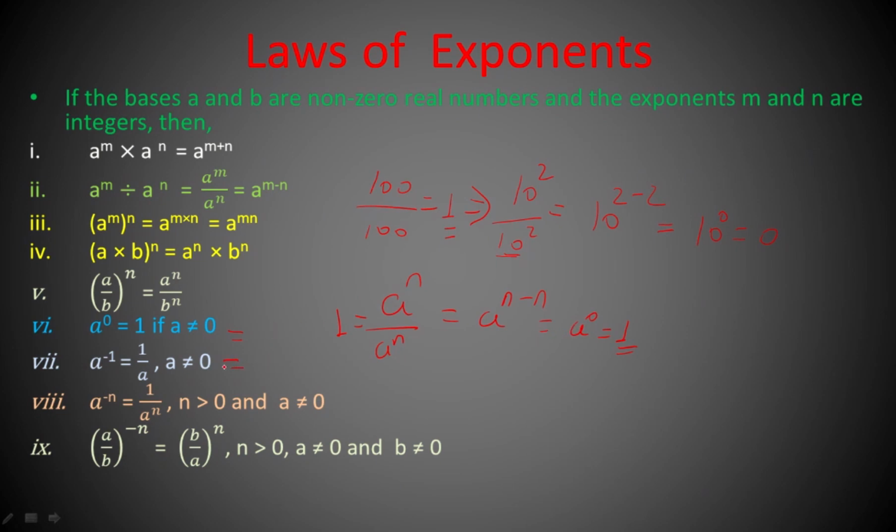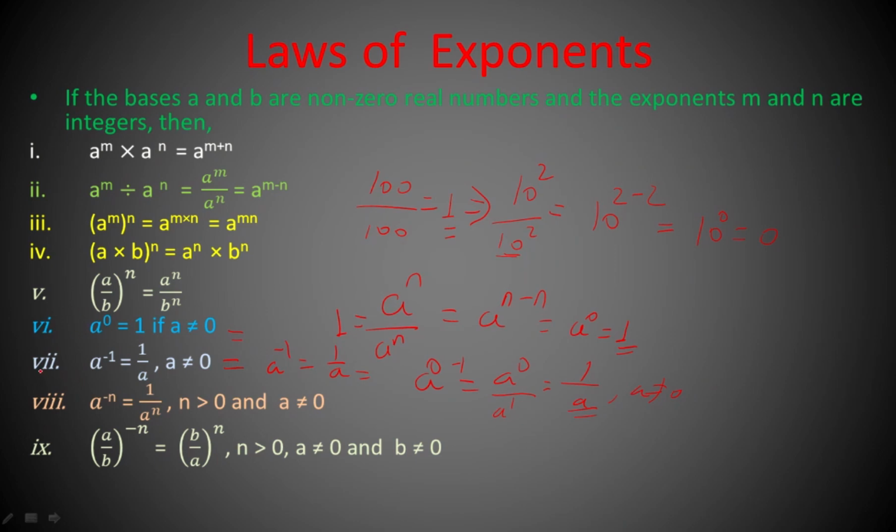The other property, the other law, says a to the power of minus 1 is equivalent to 1 over a. How does this become so? Let's say minus 1 means a to the power of 0 minus 1, right? It's possible. This can be written as a to the power of 0 over a to the power of 1, and a to the power of 0 is 1. This can be written as 1 over a to the power of 1, which is the number itself, where a is different from 0.